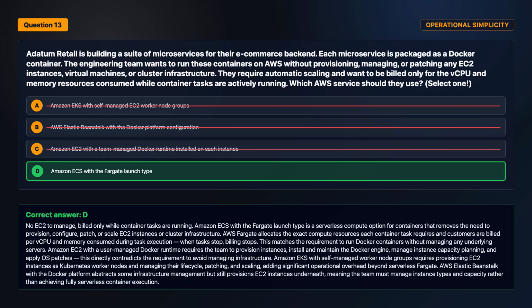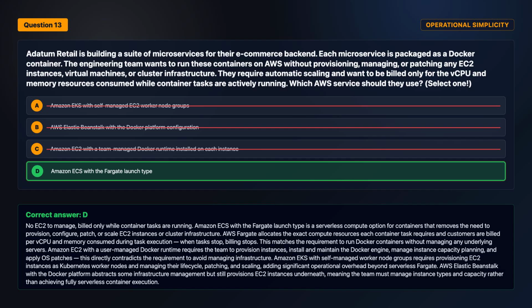Amazon ECS with the Fargate launch type is a serverless compute option for containers that removes the need to provision, configure, patch, or scale EC2 instances or cluster infrastructure. AWS Fargate allocates the exact compute resources each container task requires, and customers are billed per vCPU and memory consumed during task execution. When tasks stop, billing stops. This matches the requirement to run Docker containers without managing any underlying servers.